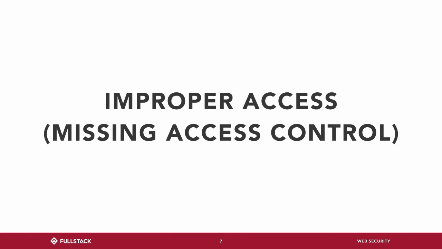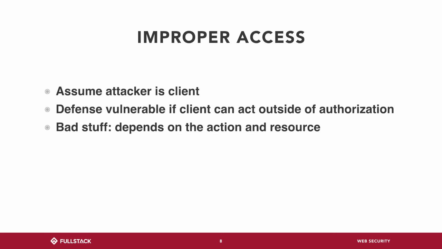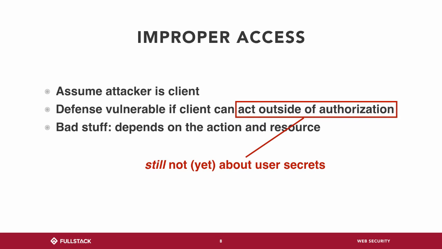Okay, so now we'll talk a little bit about improper access. We've mentioned some of this before. This is not going to be a huge surprise. But the idea is that if someone can do something they're not supposed to do, they're acting outside of whatever their authorization is.